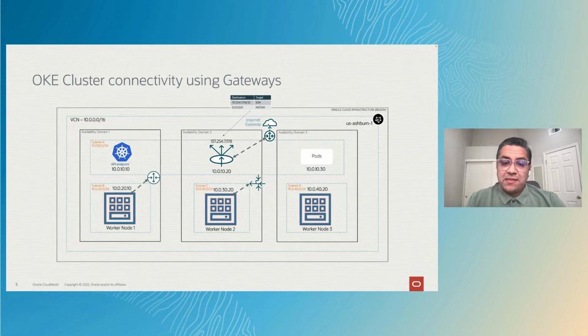So there could also be another situation where a worker node only wants to talk to an OCI service and not NAT its traffic. And that is when you can also use something called a service gateway that will route the traffic through the Oracle backbone and will really not have any footprints over the internet.